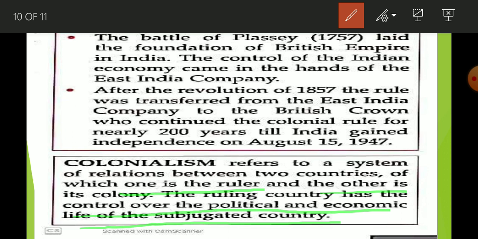Okay, so how did this start, how did we become part of the British Empire? It began from the Battle of Plassey, and after the revolution of 1857 the rule was transferred from the East India Company to the British Crown. You have already learned these topics in your SS3. In the next video, I will give you details of each and every topic that I have explained here, those eight topics.